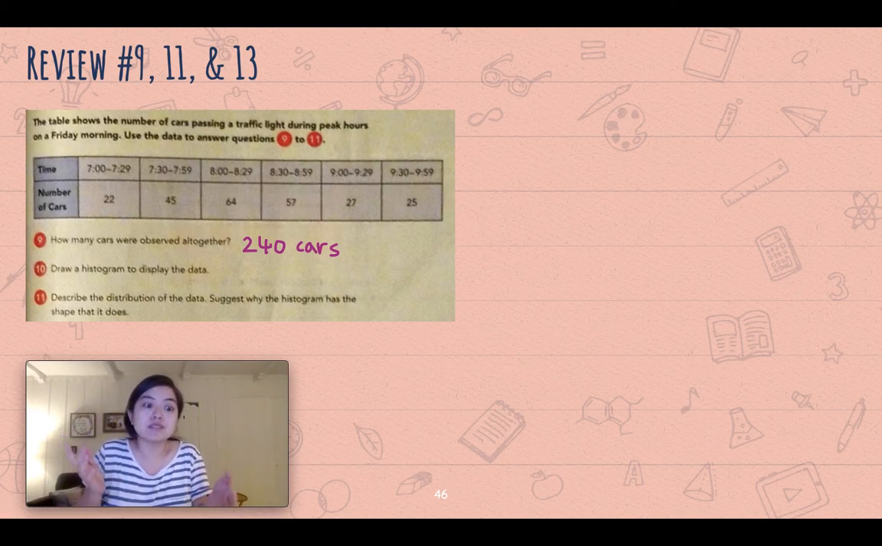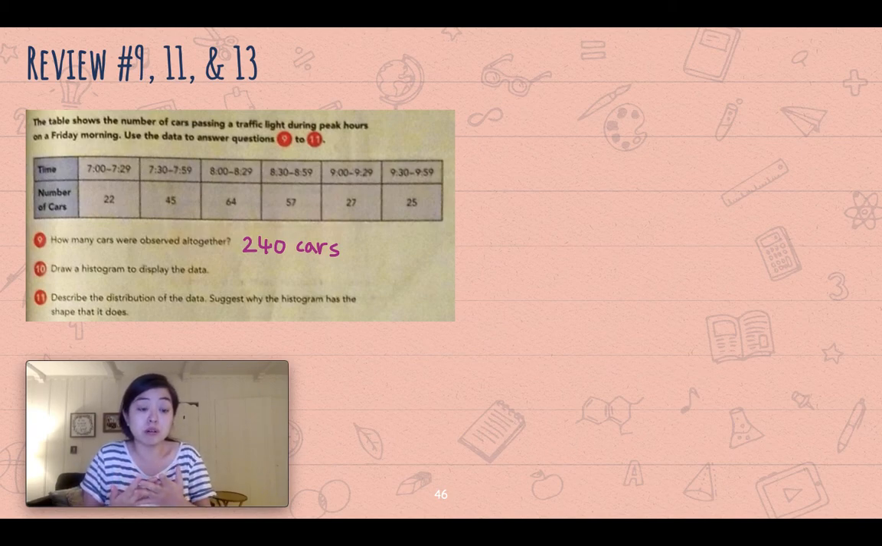So think about what happens for most people on Friday morning. Okay, let's see. Kids, they have to go to school, right? Adults, they go to work. A lot of the kids' schools may start between 8 to 9 in the morning. In addition, a lot of adults' places of work probably start around 9. A lot of adults have a 9 to 5 job, right?